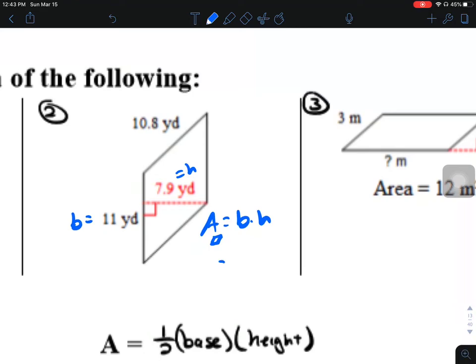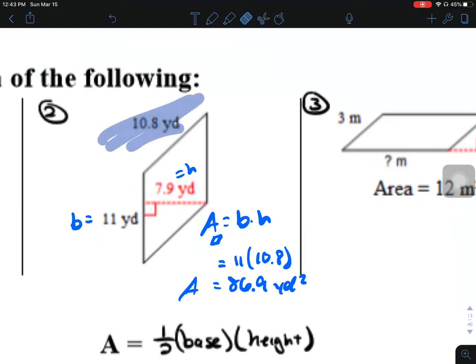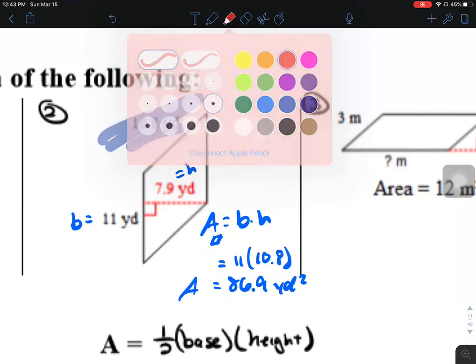So in this context, it makes the most sense for us to use the base of 11 and the height of 10.8. That product is 86.9, and the units is square yards. So in this case, the 10.8 wasn't even used.